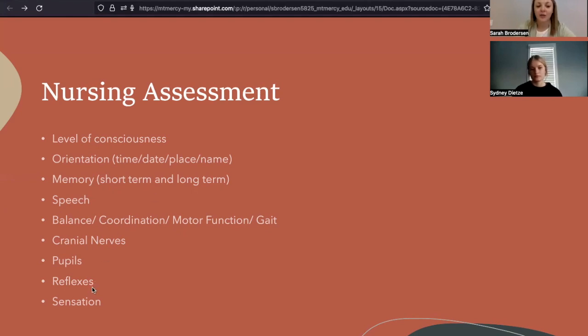And we're also going to watch reflexes. This can be like your brachial, your radial reflexes. We're also going to assess sensation if somebody has any numbness in their feet or extreme pain somewhere. So these are all going to be assessments that a nurse will do.